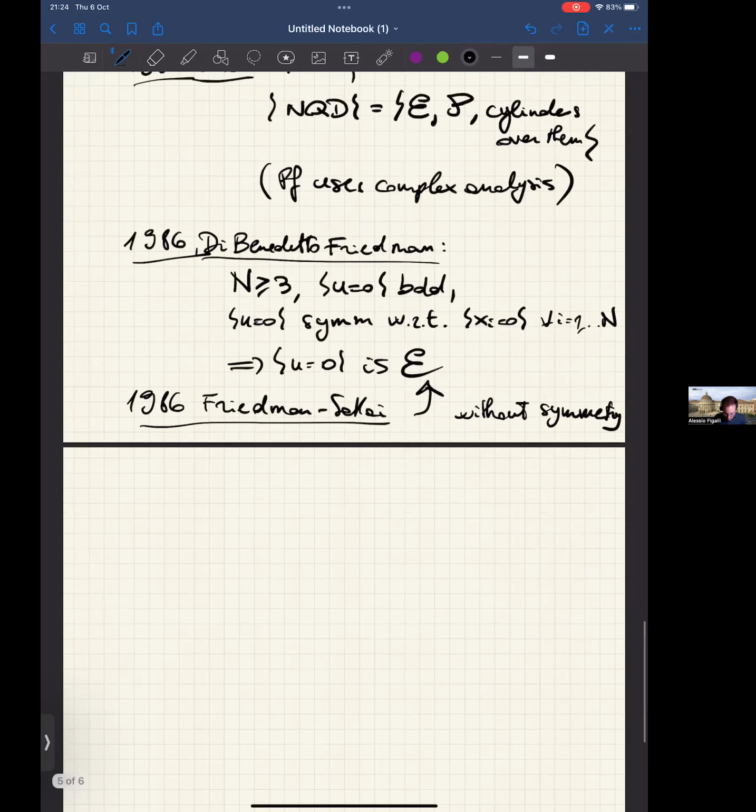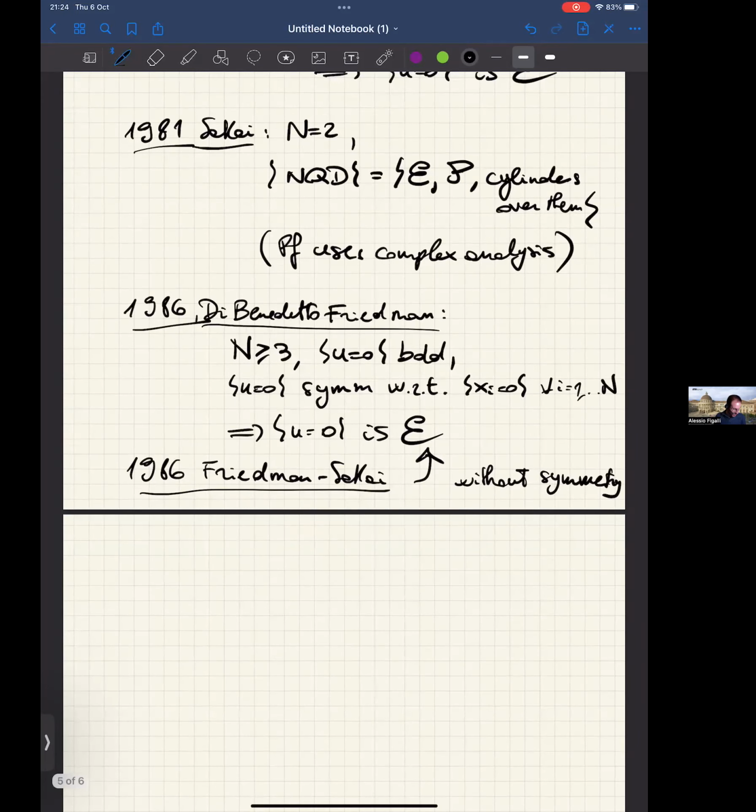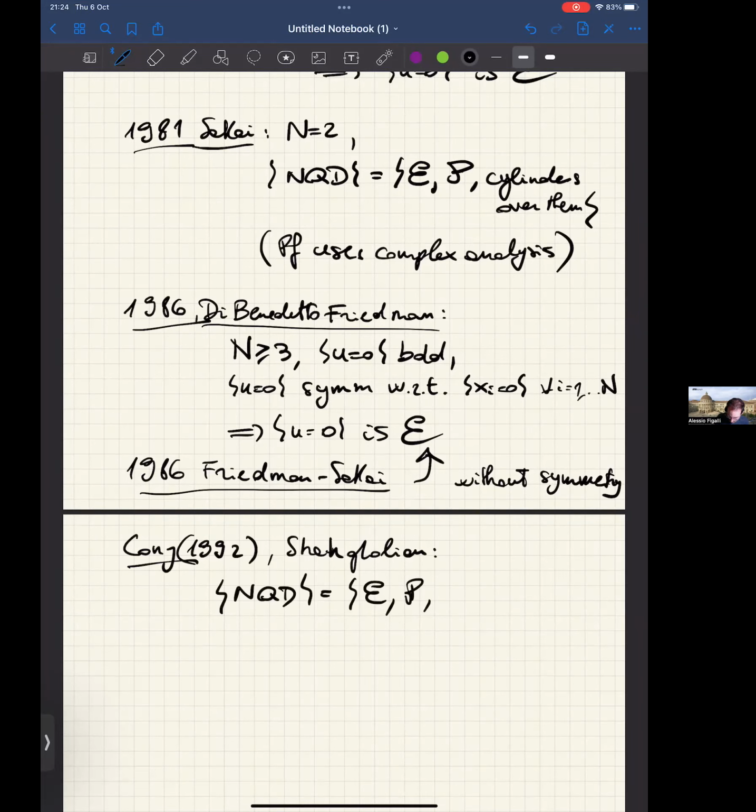So I'm not sure about the history, I wasn't present back then. But from what I heard, in some sense, the conjecture was already around that the list should have been that one in every dimension. So the list of ellipsoids, paraboloids, and cylinders over them was the full list in every dimension. It was already in there in the 80s. The first moment where it's really written down as a conjecture is in 1992, by Shahgholian. So he made the conjecture that the set of null quadratic domains is in fact the set of ellipsoids, paraboloids, and cylinders over them. So essentially 30 years ago, it was written down.